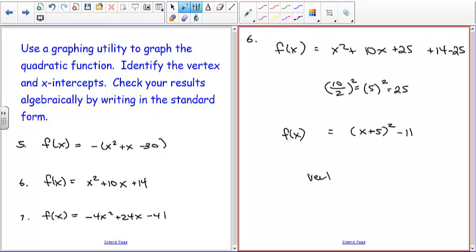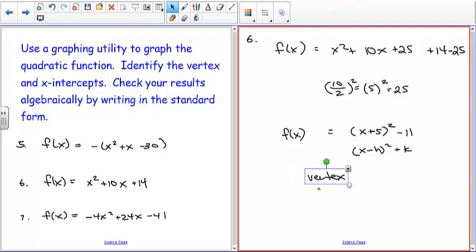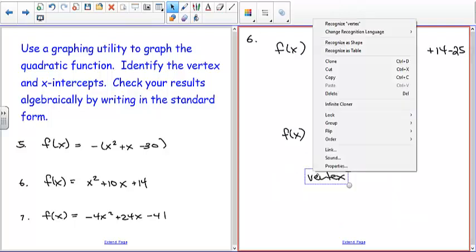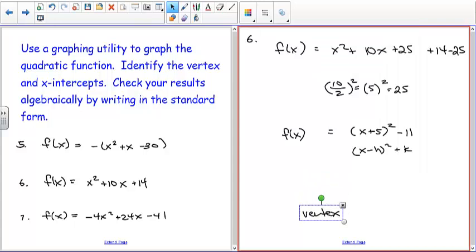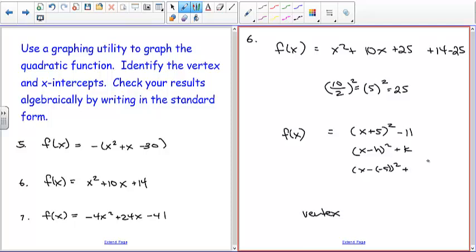So our vertex, remember we have x minus h squared plus k. So really we have x minus a minus 5, plus or minus 11. So h equals -5, k equals -11. So the vertex is at x equals -5, y equals -11.